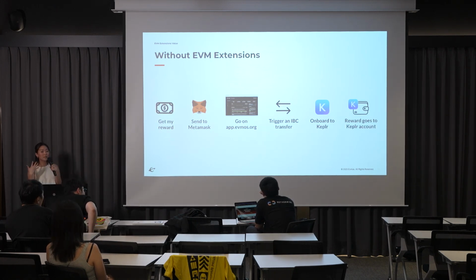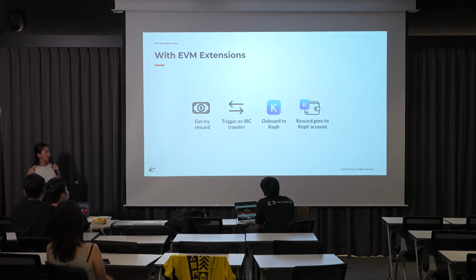Now, with EVM extensions, we want to optimize this process by getting rid of some steps. So it looks similar, but I would get my reward and I would directly trigger an IBC transfer. I still need to onboard to Kepler because MetaMask doesn't support Cosmos chains yet. And then the reward would go directly to my Kepler account on Osmosis.